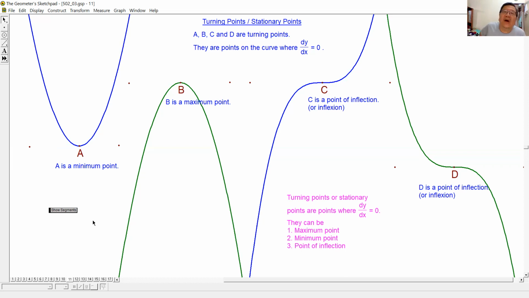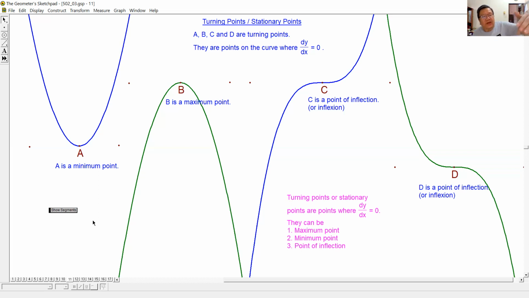Now you ask, why are they called turning points? I am going to explain to you why they are called turning points. Before I tell you, they are points on the curve where the gradient of the tangent starts to change, right?